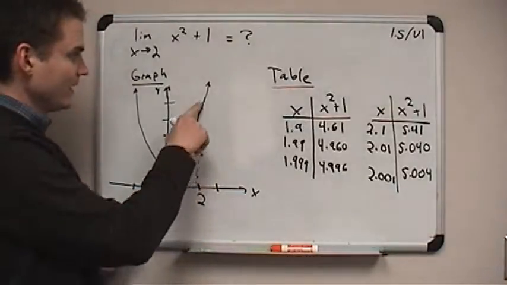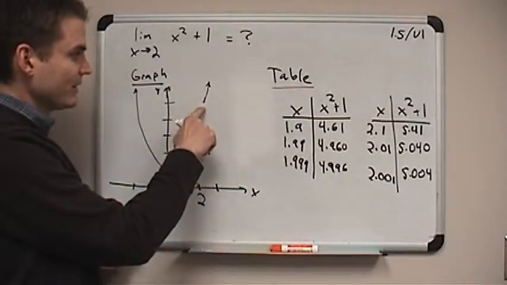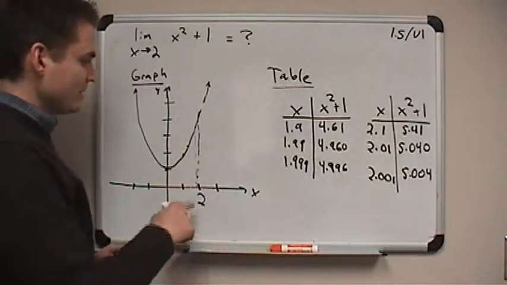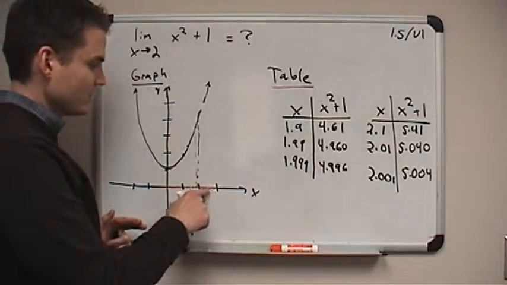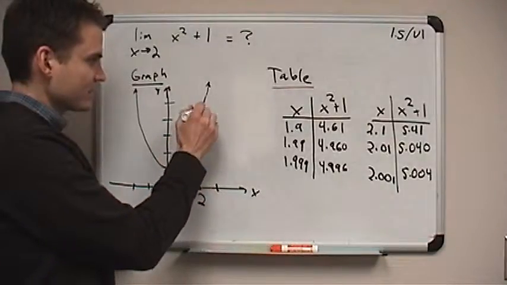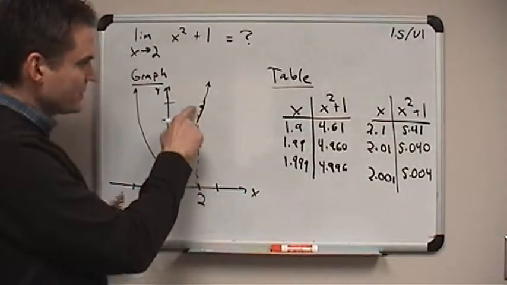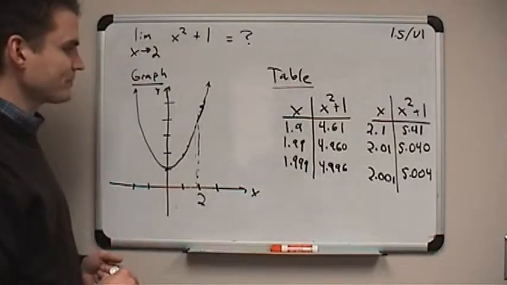Now notice we can answer this question without actually looking at the y value when x is 2. The y value could actually be anything we want here. There could even be no y value. But certainly when x gets close to 2, the y value is getting close to this point right here, which happens to be 5.